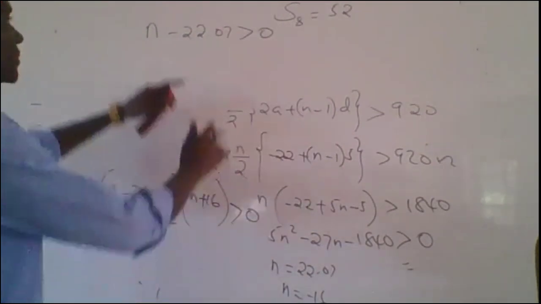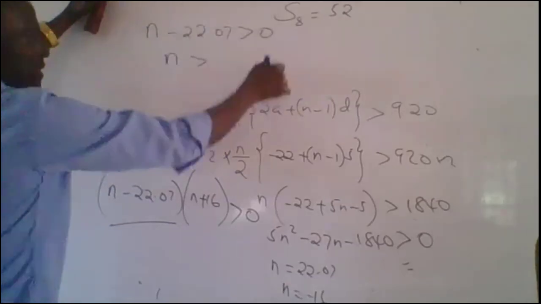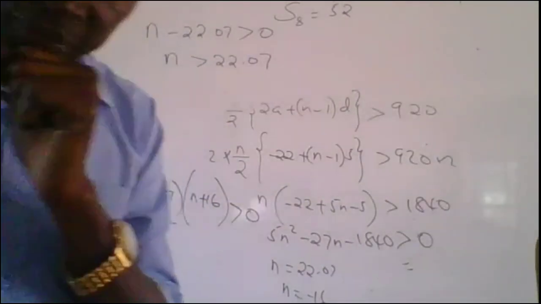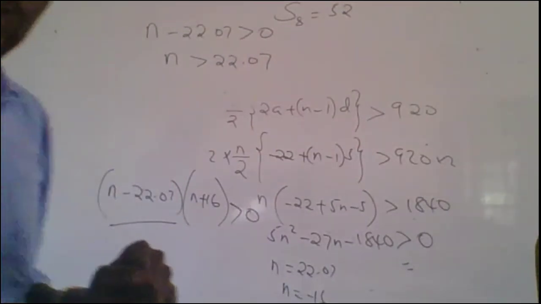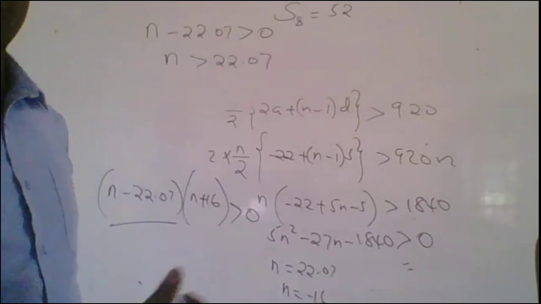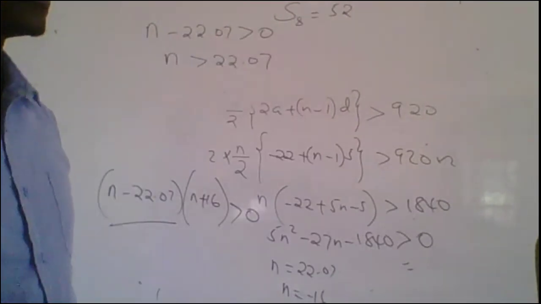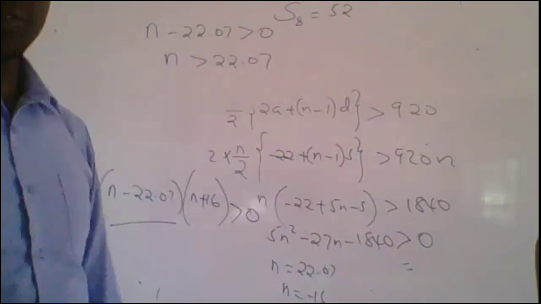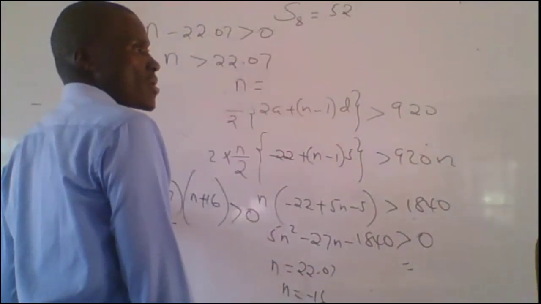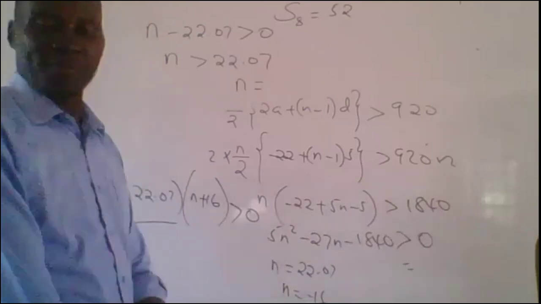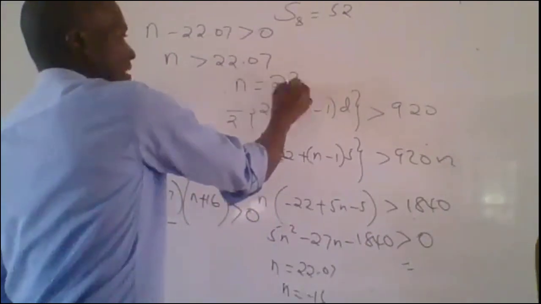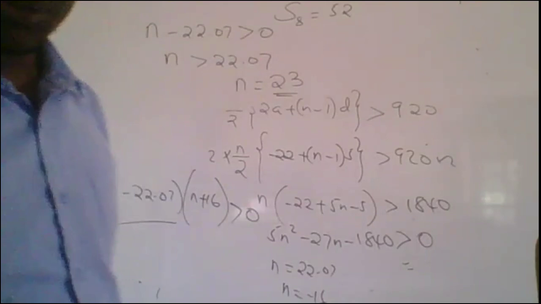Sawa? So this means that n will be greater than 22.07. Mpaka hapo tuko sawa? Sharin? Yes, we are okay. So if n is greater than 22.07 and we were looking for the number of terms, it cannot be a decimal, right? So which is the integer that is greater than 22.07? Which one? 23. Sharon? 23, very good. So n is equal to 23. That is the least value. I don't know whether you got something. You can follow it up.